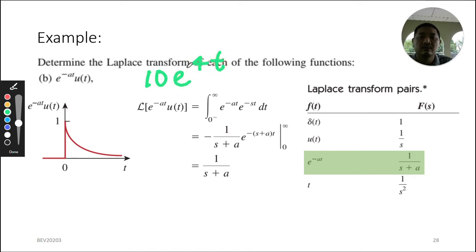Or another example, 10 exponential 4t. So this is positive 4, so now it is 10 over s minus 4. So if the value is negative a, you write it as positive a. If it's positive a, put it as negative a. It's the reverse of that.